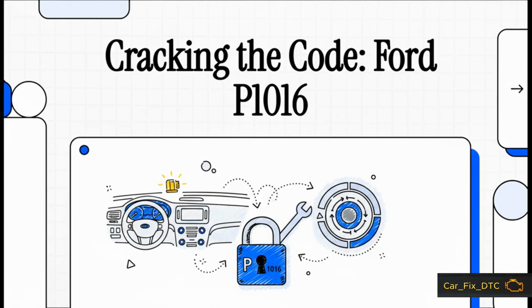We've all been there, right? You're driving along and then, boom, that dreaded check engine light pops on. It's a feeling every car owner knows. But what if I told you that one of the most common codes on a Ford, the P1016, is something you might just be able to tackle yourself? Well, today, we're going to demystify this code and give you the knowledge you need to take control.